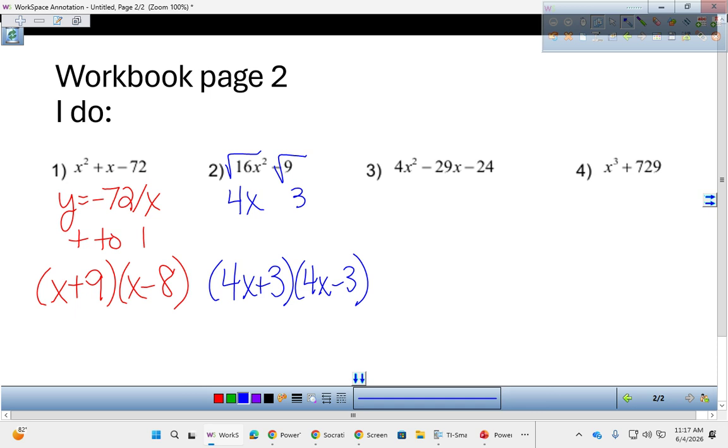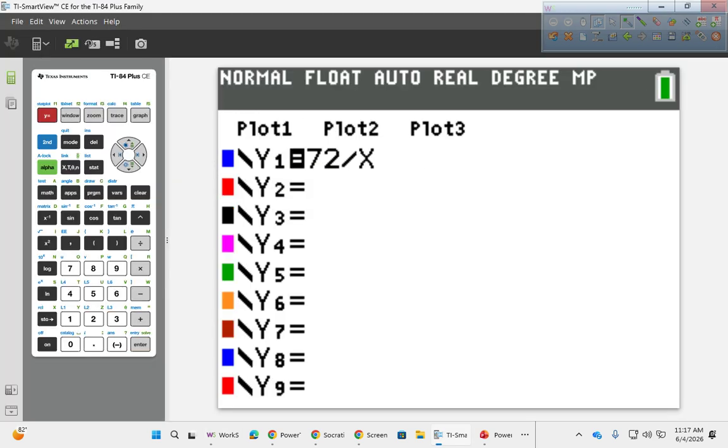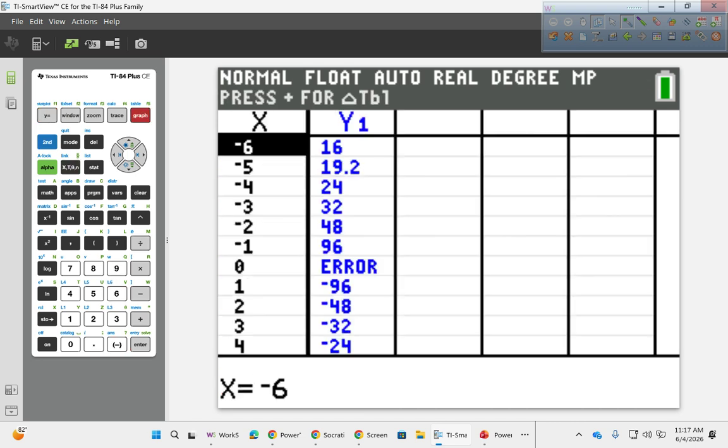The next one's a little bit tougher, so I'm going to do negative 96 divided by x. Anybody know where that 96 is coming from? 4 times negative 24. I have to take into account the first and the last. And I'm going to look for things that add to negative 29. Let's see, negative 96 divided by x.